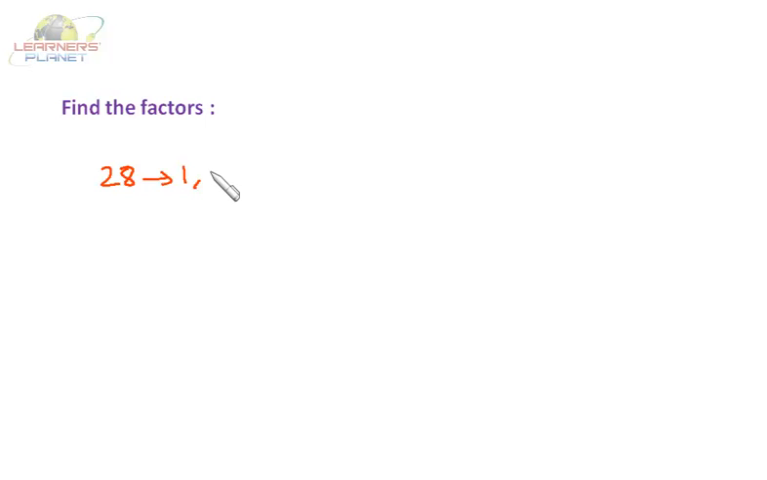Then in table of 2, 28 will come at the 14th place, since 2 into 14 is 28. That means 2 and 14, both of them are factors of 28. Okay. Now 28 is not coming in the table of 3. Then in the table of 4, 4 into 7 is 28. That means 4 and 7, both of them are factors of 28.